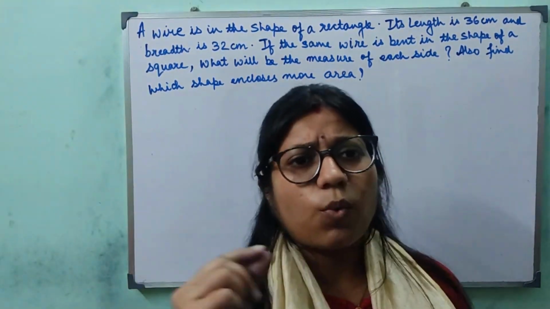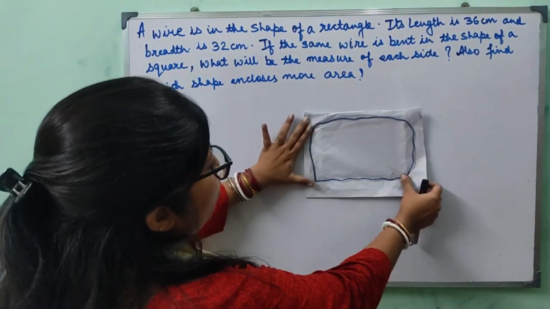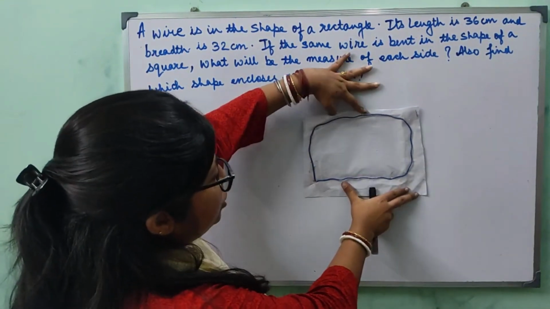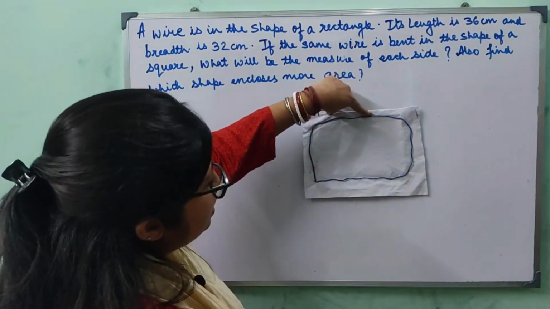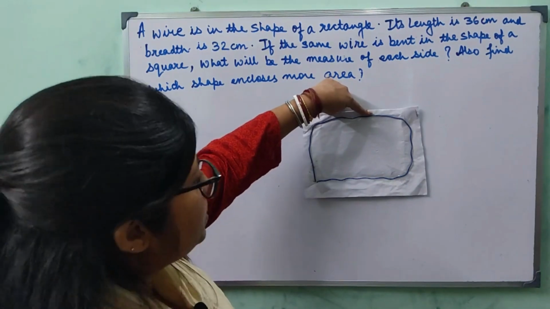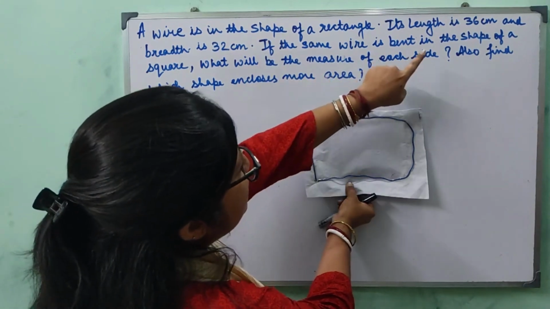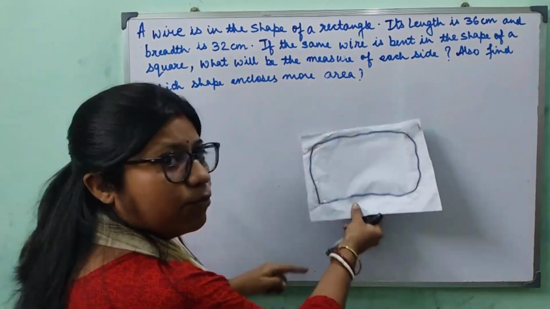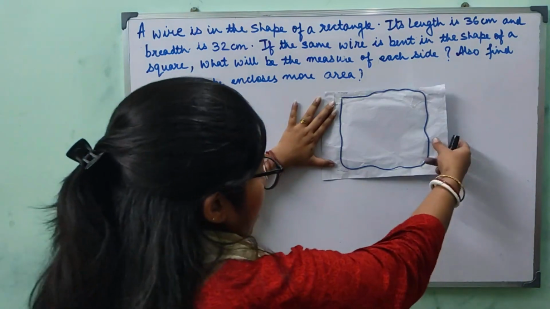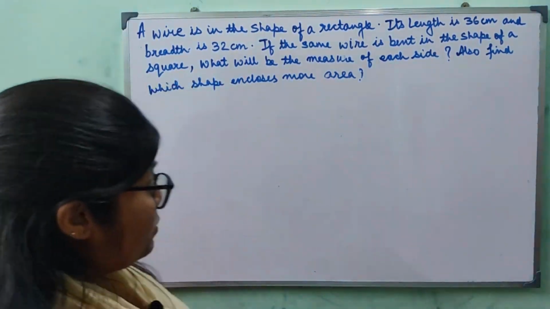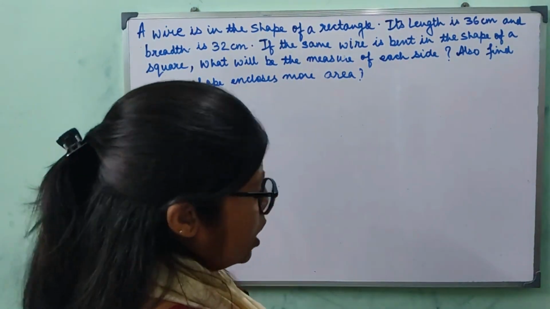So the sum is, there is a wire which has been bent into the shape of a rectangle. Say for example, I have taken this blue wire which I have tried to bend in the shape of a rectangle. So the length of the wire is 36 centimeter and breadth of the wire is 32 centimeter. Now if the same wire is bent in the shape of a square, I have used this same wire to make a square. So you have seen that the same wire was used to make both the figures.